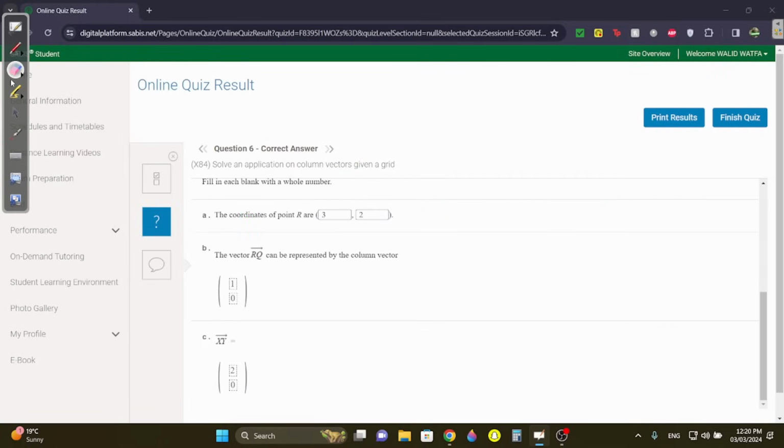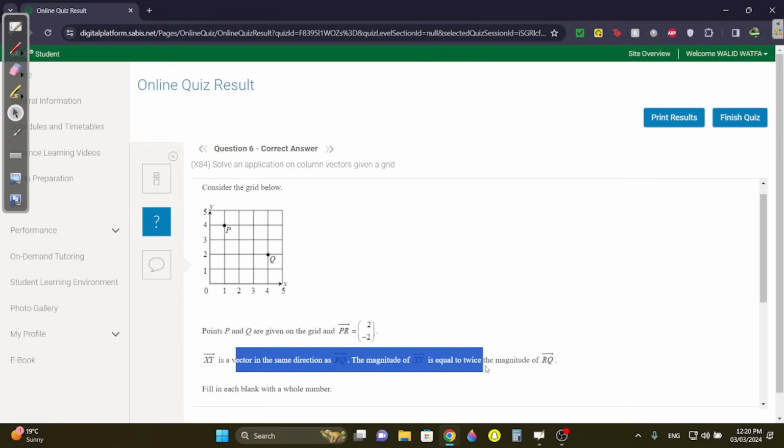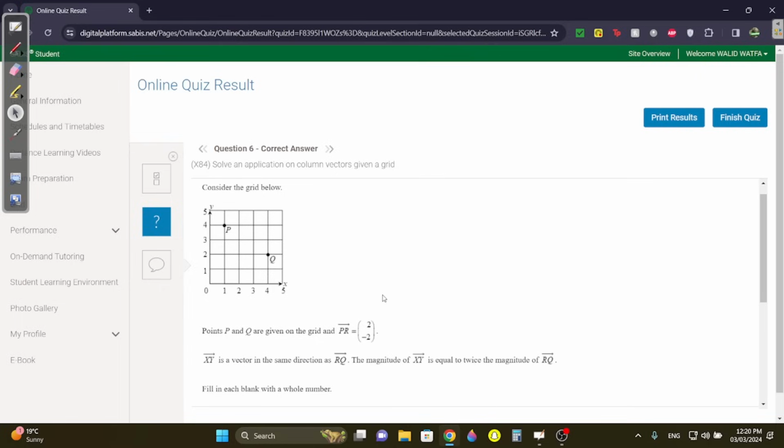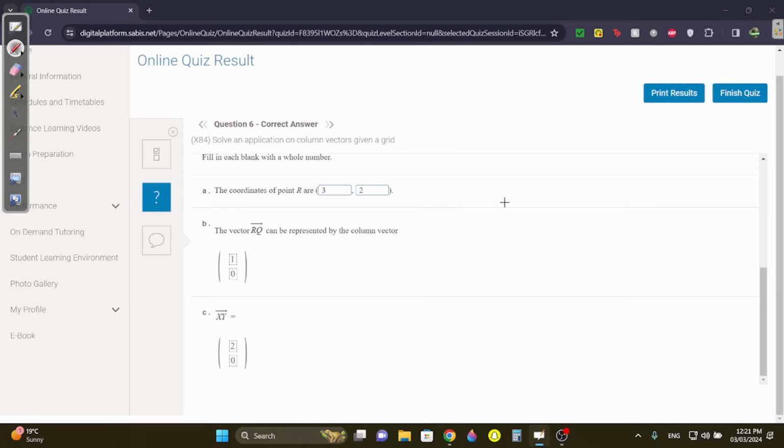Part C, xy. Okay, what did they say about xy? Xy is also a vector in the same direction as rq. The magnitude of xy is twice the magnitude of rq. They're saying xy equals 2 times rq. So easily you can just multiply by 2. 2 times 1 is 2. 2 times 0 is 0. That's it.